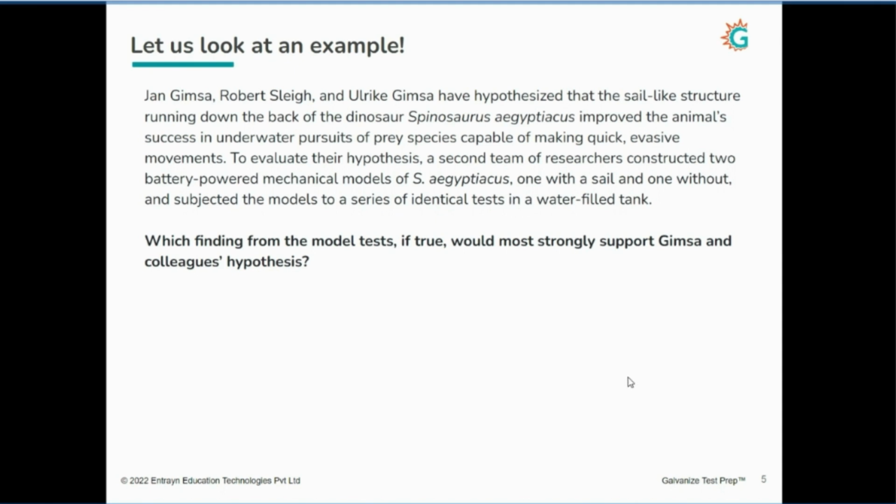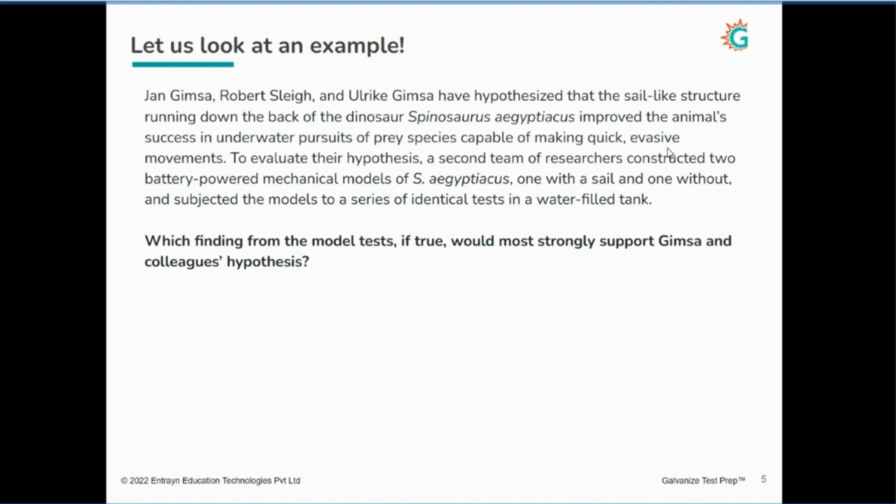Okay. So what all do we have here? We have a hypothesis, right? What is the hypothesis? That the sail-like structure improves the animal's success in underwater pursuits. Okay. How does the sail-like structure improve the animal's success? It's capable of making quick, evasive movements. Okay, so the sail-like structure is linked to a particular characteristic in these animals, right?